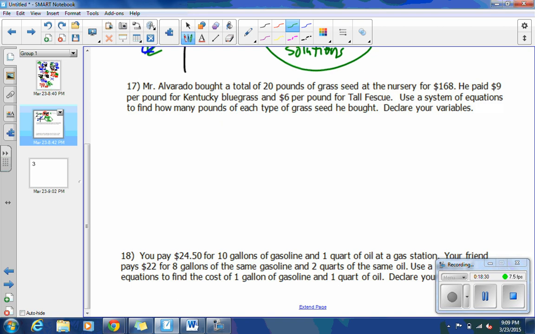Declare your variables. So the first thing, make sure you know what variables you're talking about. It helps to read this through a couple times, but it looks to me like we don't know how much Kentucky bluegrass and how much tall fescue he bought. So we'll use x for Kentucky bluegrass and y for tall fescue.